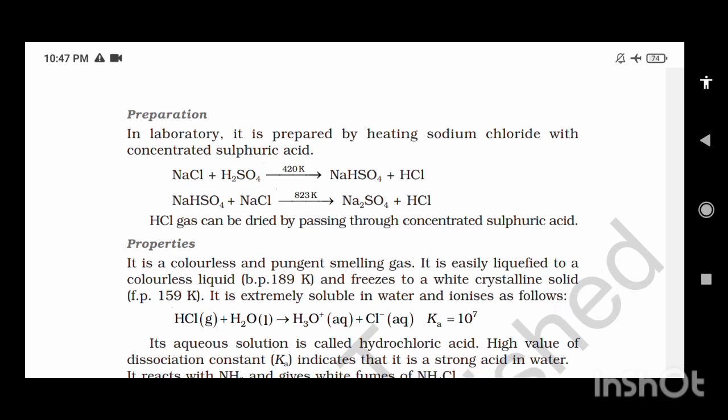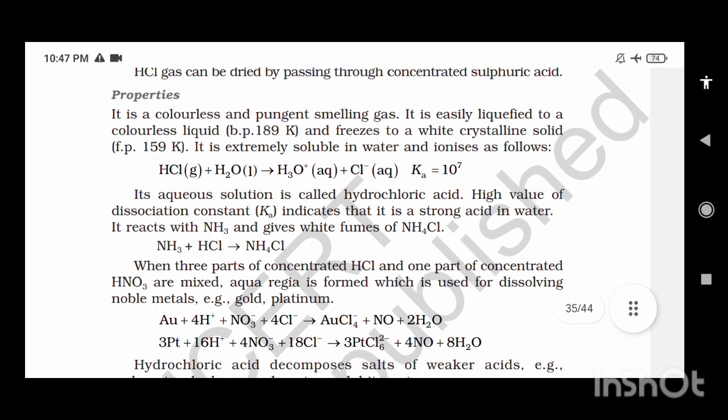Preparation in the laboratory. It is prepared by heating sodium chloride with concentrated sulfuric acid. HCl can also be dried by passing through concentrated sulfuric acid. Properties. It is a colorless and pungent smelling gas. It is easily liquefied to a colorless liquid and freezes to a white crystalline solid.